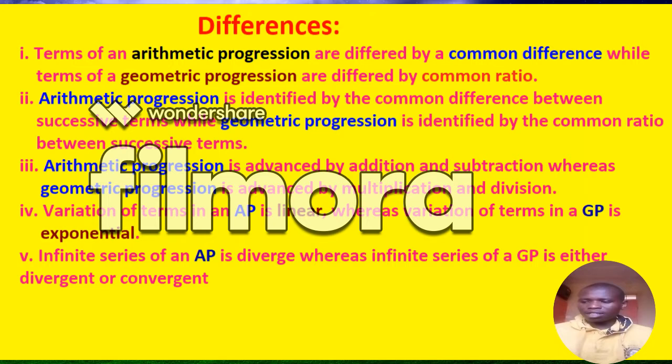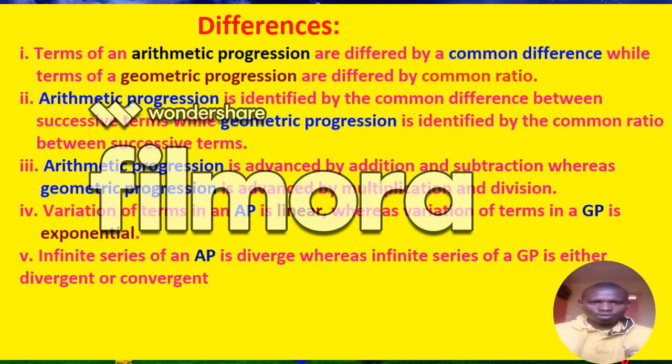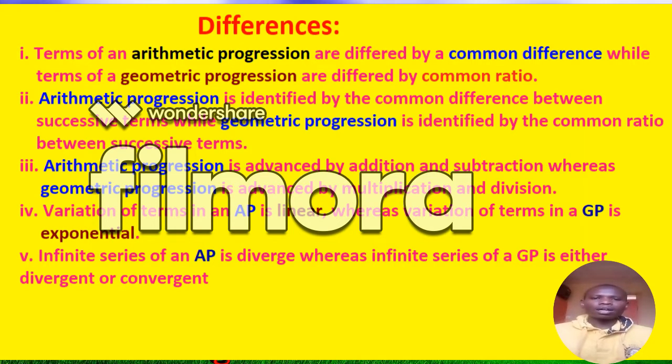The third difference is that the advancement of an arithmetic sequence is achieved by two operators, that is, addition and subtraction operators. While on the other hand, the advancement of a geometrical progression is achieved by two operators, that is, a multiplication operator and a division operator.